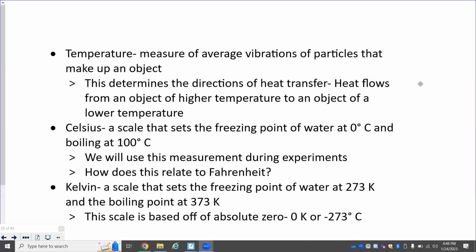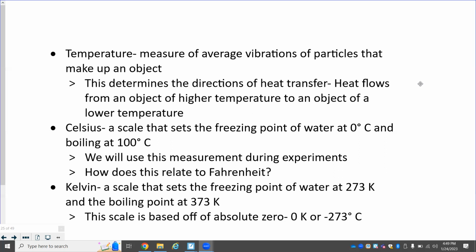For temperatures, we tend to deal with the unit of Celsius. It's a scale that sets the freezing point of water at 0 degrees Celsius and boiling at 100 degrees Celsius. So Celsius temperatures are going to be lower than our Fahrenheit temperatures that we tend to use with English units. Celsius is what we're going to use during experiments, though. So our thermometers measure in Celsius, not Fahrenheit, that we're used to.